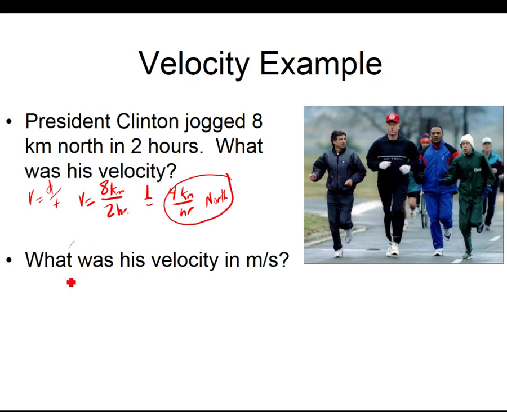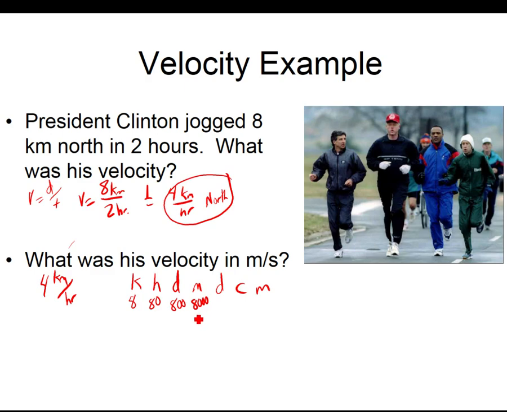So I had 4 kilometers per hour was what I got up here. So let's convert it. There's a couple ways to do it. Easiest way, I think, is just to use your conversion table like we've done before. So do your King Henry died Monday drinking chocolate milk. Go back to the problem. We had 8 kilometers, which means 80 here, 800. So we have 8,000 meters.